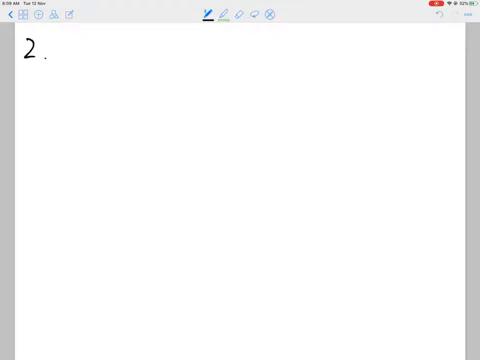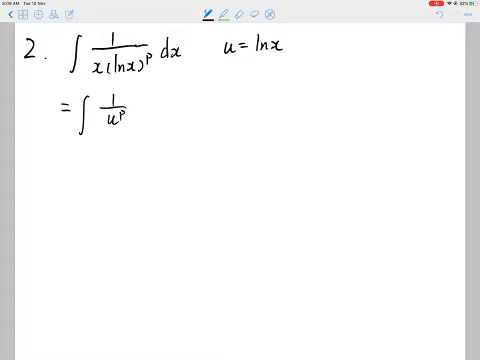Okay, problem 2. Before doing the improper integration, you should first figure out what the integration of x times log x to the power of p is. Again, use u equals log x, which means it's the integration of 1 over u to the power of p du. Okay, so you see this kind of integration.